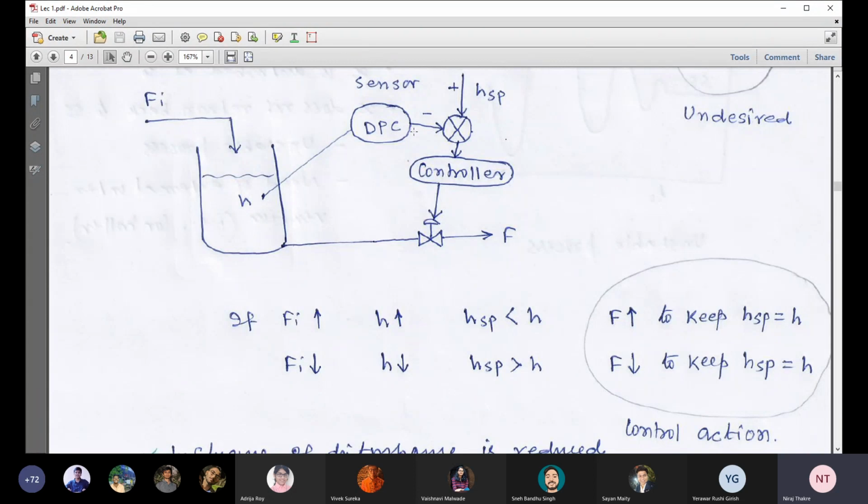For this, we first measure the height using a differential pressure cell. Note this down: DPC means differential pressure cell. It is very simple. From the equation, del P equals H rho G, it computes the pressure difference, so from that we can easily calculate height H. The measured height goes to the comparator and is compared with its set point value. The error signal goes to the controller. The controller calculates its control action, and the control action is physically implemented through this control path.